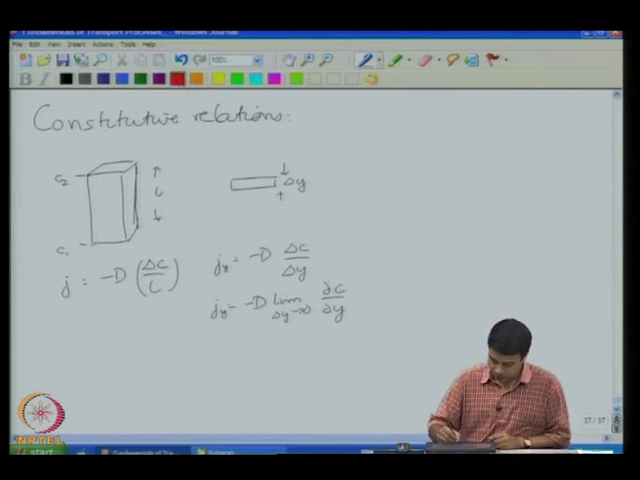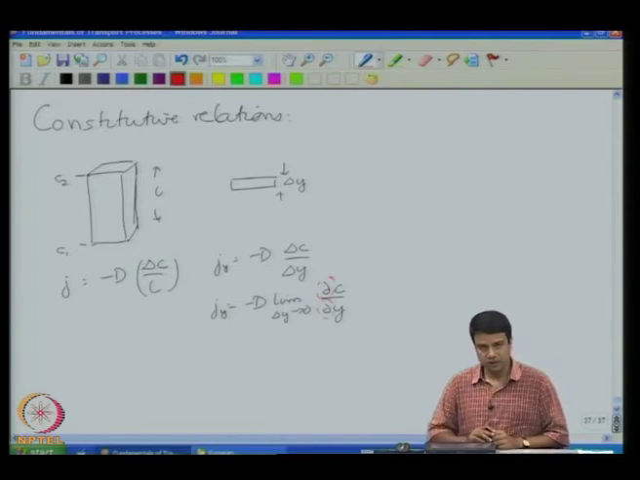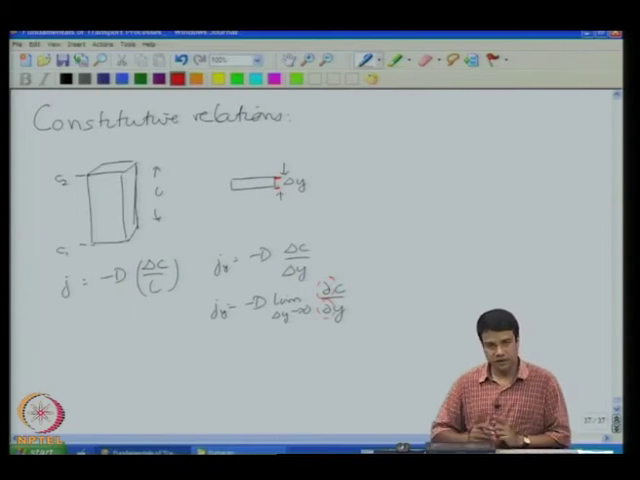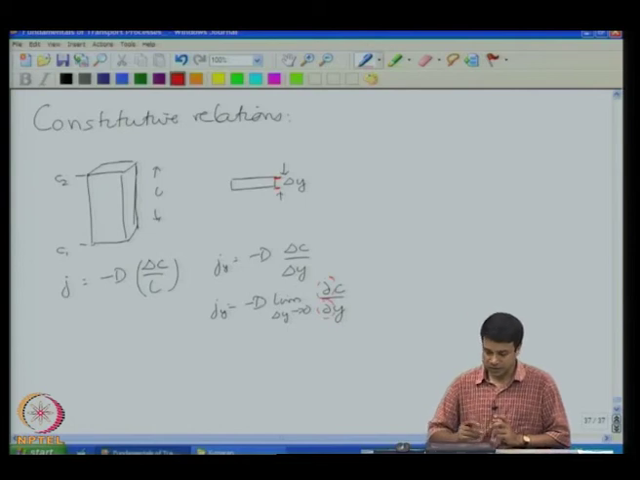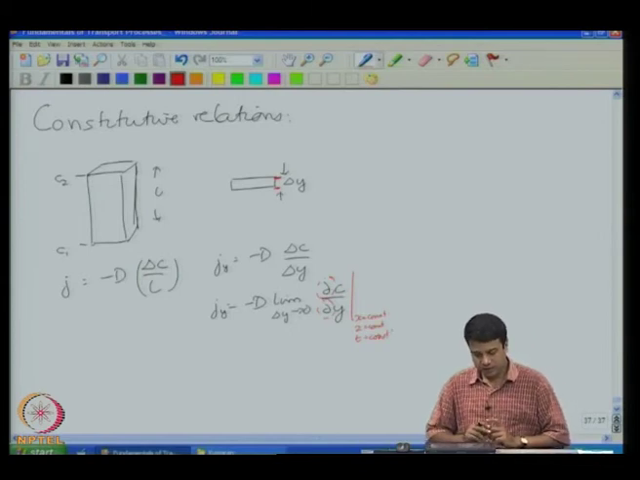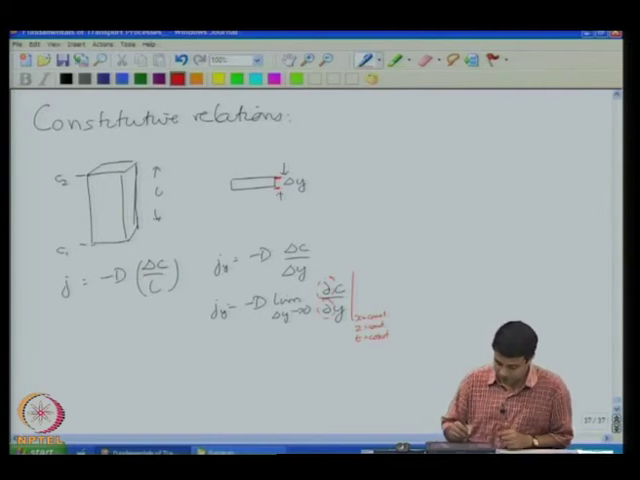Note here, I have used a derivative with this partial sign. What does this mean? This means that I am taking the derivative with respect to y, keeping the other coordinates constant. x is a constant, z is a constant, time t is a constant. At a given time, I go from location y to location y plus delta y, keeping x and z constant, and find the variation of c as I move. That difference divided by delta y is the partial derivative. It implies that x is equal to constant, z is equal to constant, and t is equal to constant. So, this is the flux in the y direction. Similarly, I could define a flux in the x direction, minus D partial c by partial x, and in the z direction.